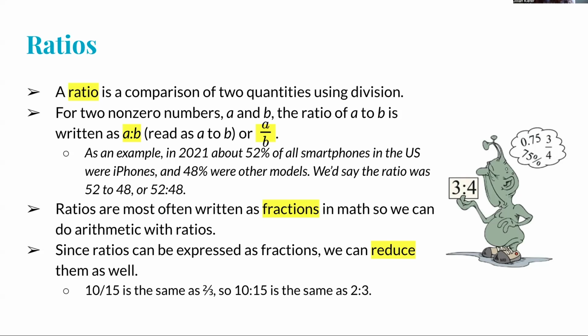Since ratios can be expressed as fractions, we can reduce ratios the same way we reduce fractions. So having 10 divided by 15, 10 and 15 are both divisible by 5. So we can reduce them both by 5. 10 is 5 times 2, and 15 is 5 times 3. So if you divide out the 5 in each of those, you would get 2 over 3. So 10 over 15 is the same as 2 over 3. So the ratio 10 to 15 is the same as the ratio 2 to 3. So you can reduce ratios the same way as you reduce fractions.